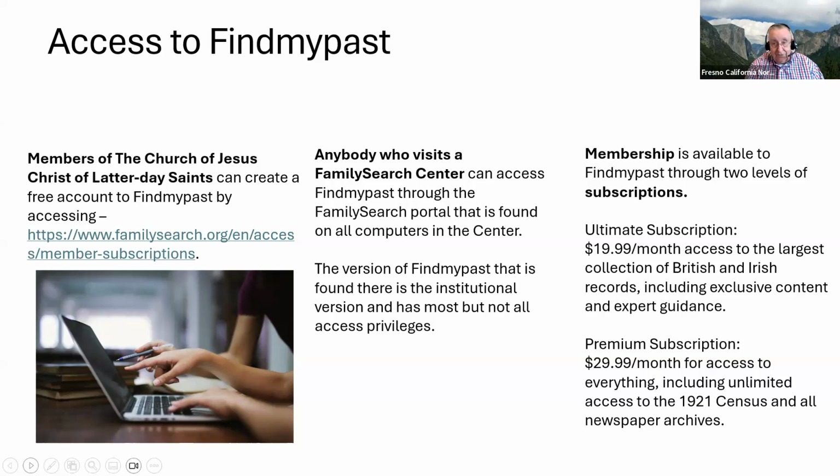They have two levels. It's kind of funny. They call the lowest level the ultimate subscription. Just don't let them fool you. That's the lesser of the two. It's essentially $19.99 a month. Their premium subscription, which is their more complete one, is $29.99 a month, and that includes full access to the 1921 census and also the newspaper archives that they have there.